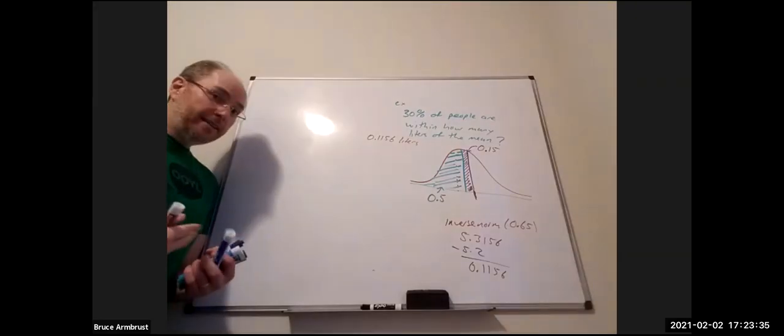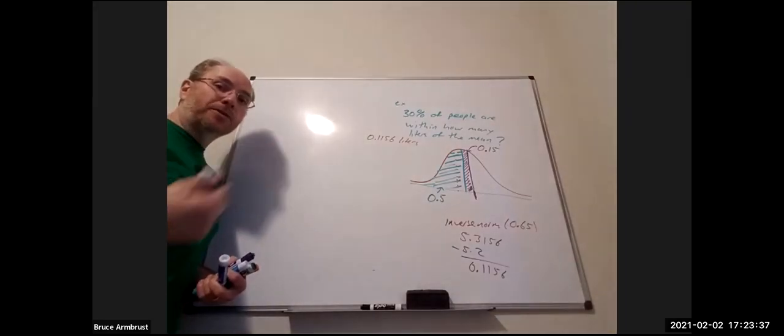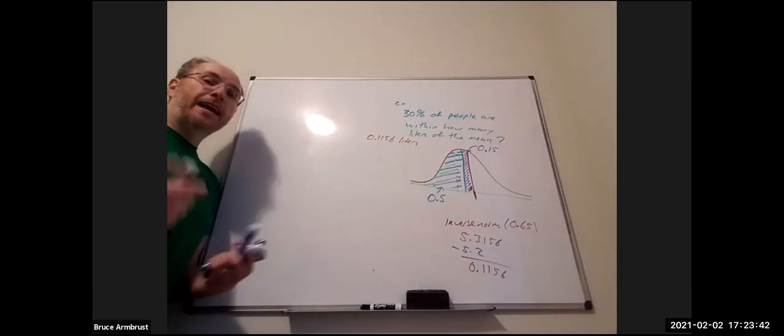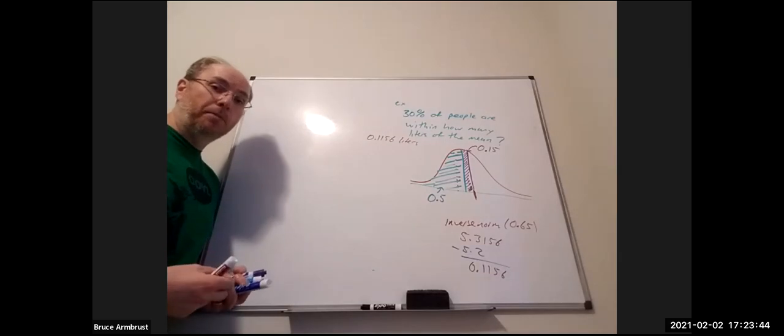So if I take my mean and I either add or subtract 0.1156 liters, I've now caught 30% of the people.